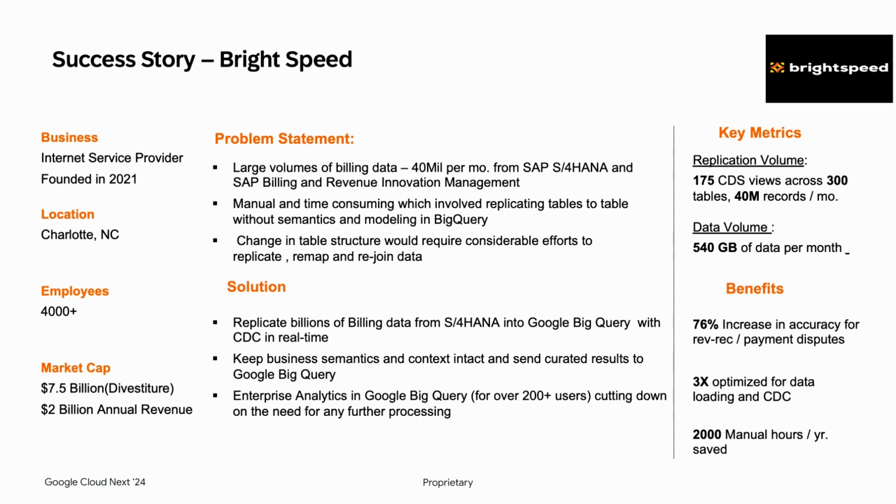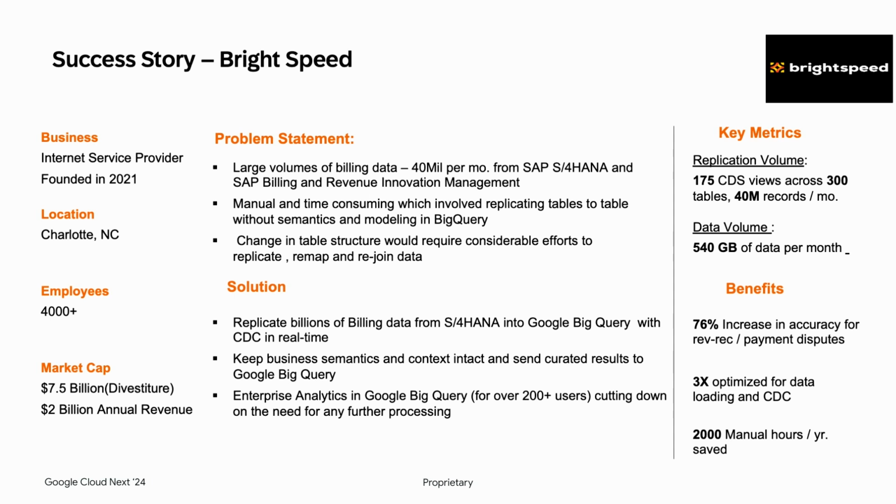So they used the new connector that we released last year to bring in 175 CDS views and the data along with it, with real-time and delta changes as well. And these 175 CDS views go across almost 300-plus tables. In terms of volume, they were bringing in almost 40 million rows per month, and that roughly equates to around 540 GB of data per month as well.